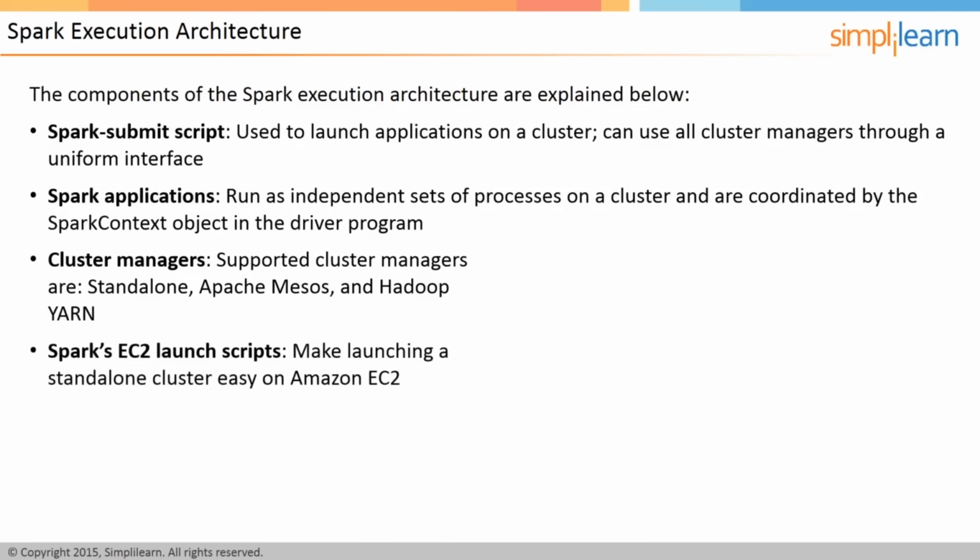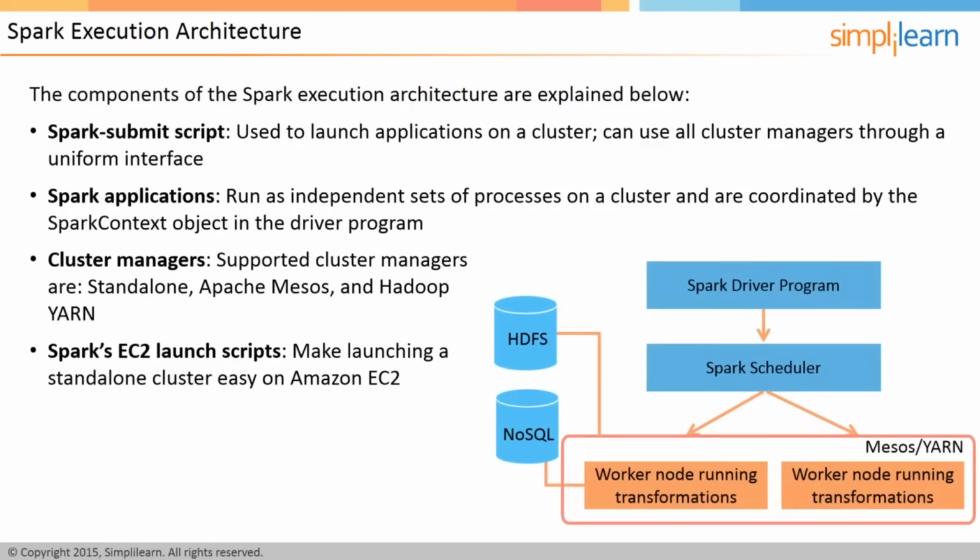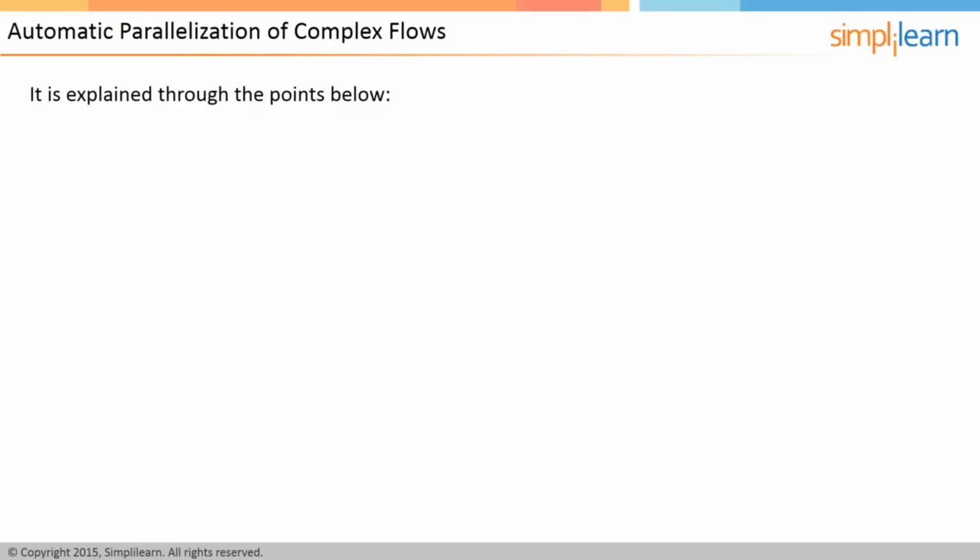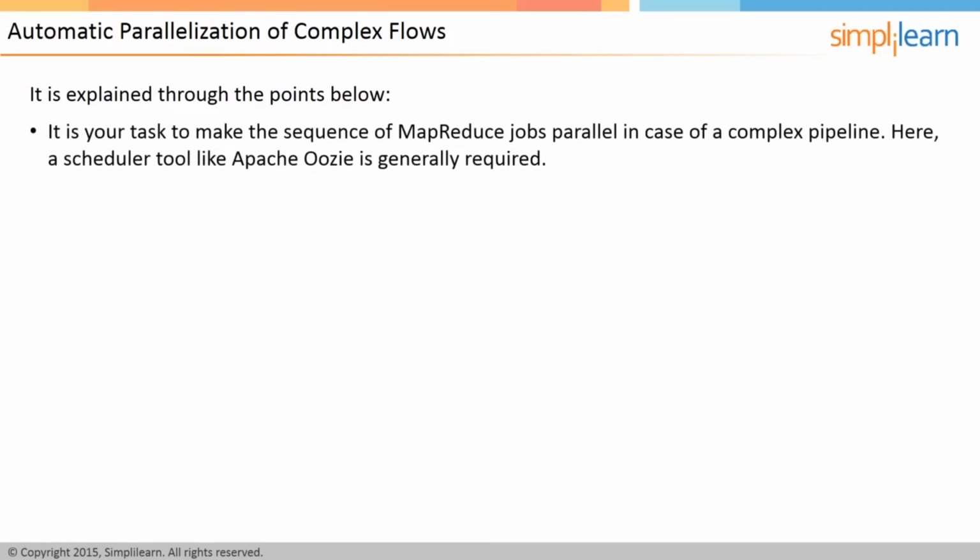Let's now talk about the next feature of Spark, automatic parallelization of complex flows. It's your task to make the sequence of MapReduce jobs parallel in case of a complex pipeline. Here, a scheduler tool like Apache Oozie is generally required for constructing this sequence carefully. Using Spark, the series of individual tasks is expressed in terms of a single program flow.